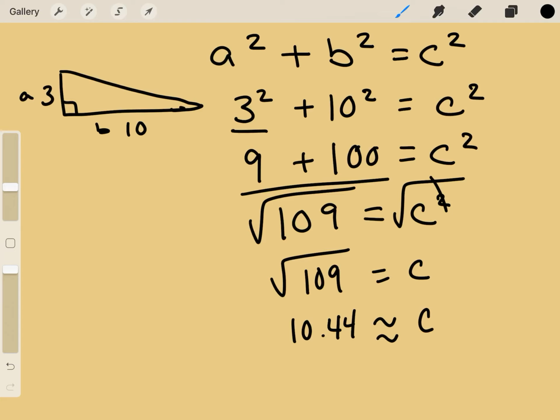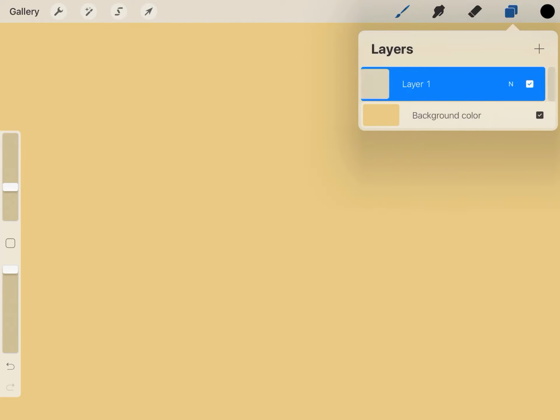Now, the square root of 109, once again, does not break down into any other factors that will allow us to pull them out of the radical, so we can keep it as is.